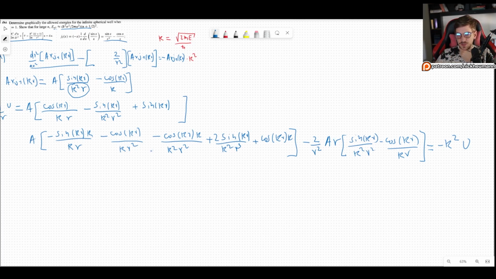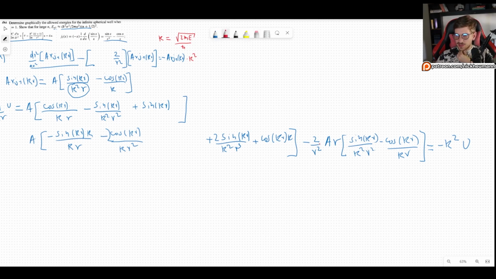So let's see, what can we simplify? Well, notice we have cosine kr times k minus cosine kr times, oh, look at this. This k right here cancels out with the squared. So we end up with 2 cosine kr. So just add those two together. And okay, you can't do much more there.